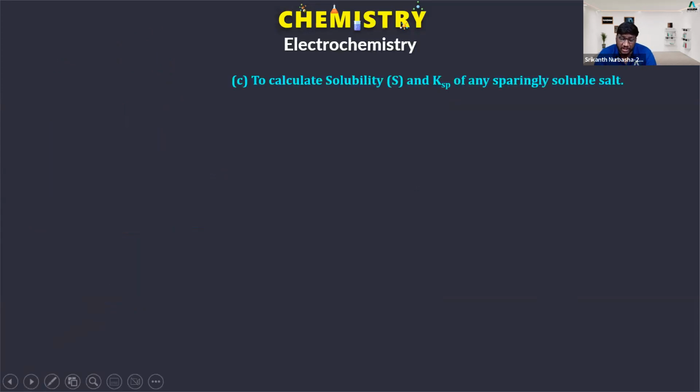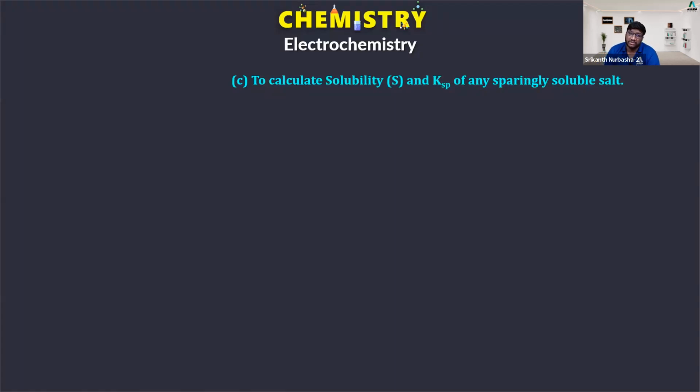Then the next application is to calculate the solubility. This is also important. What does this application mean? To calculate solubility S and KSP of any sparingly soluble salt. Sparingly soluble salt means what, students? Sparingly soluble salt means the salt is slightly soluble or less soluble. Yes or no? The solubility is less. Sparingly soluble salt means they are less soluble.